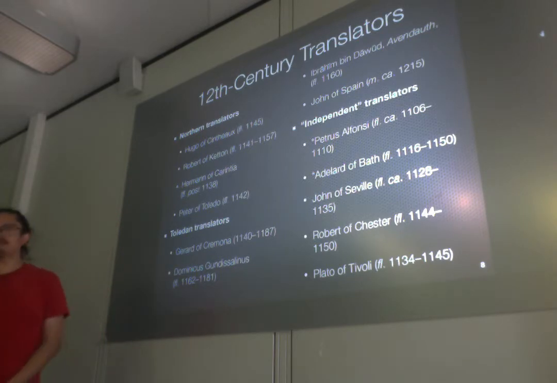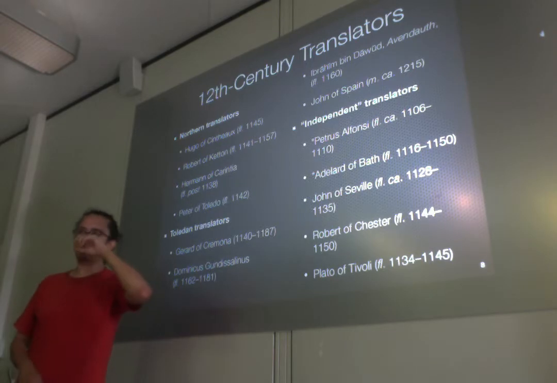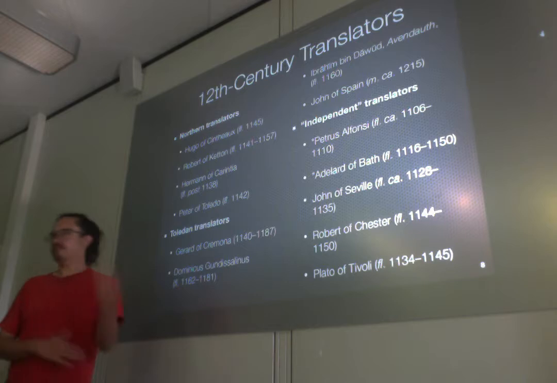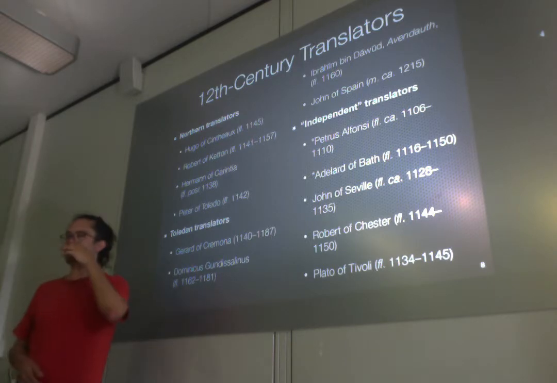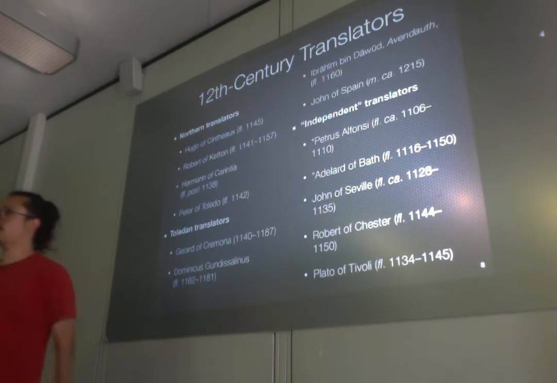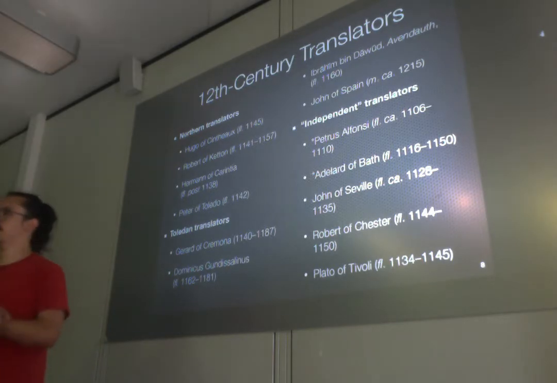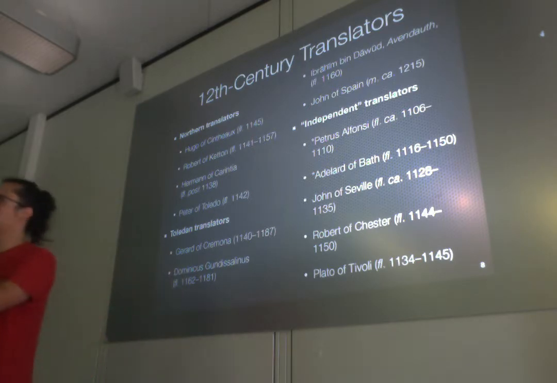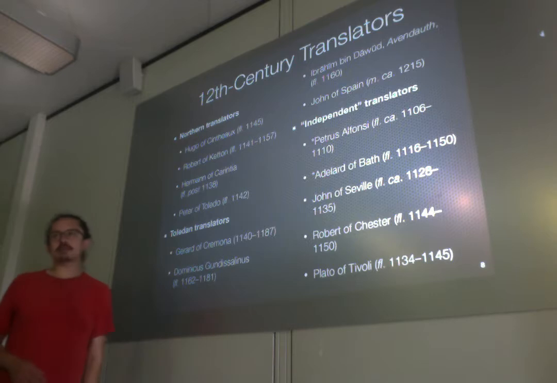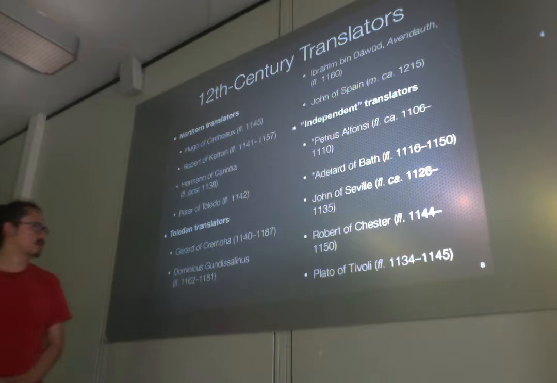Gerard of Cremona is the main figure of all, because he made, at least as recognized by his own disciples, 71 translations from Arabic into Latin. Some were very short, and some others were huge: he translated the Almagest, he translated the Elements. So he is kind of the superstar of the translators.